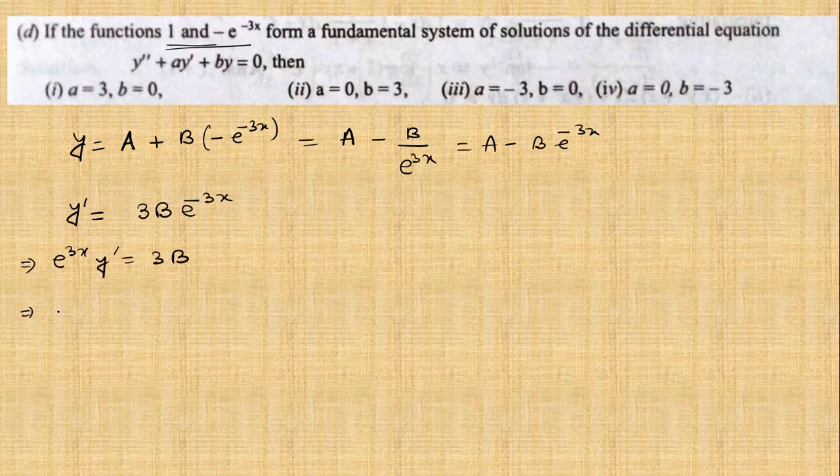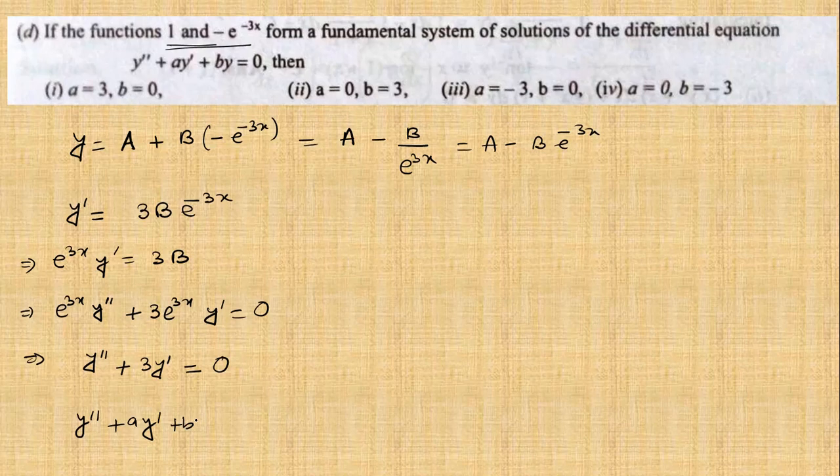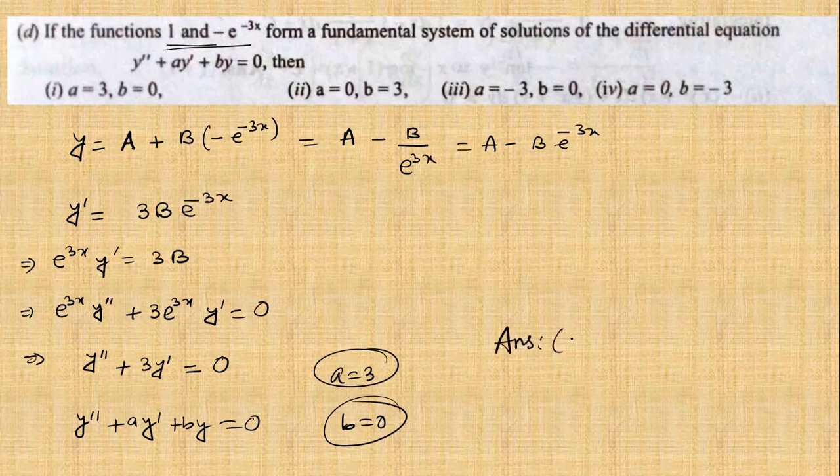If you differentiate, this will be e to the power 3x y double prime plus 3 e to the power 3x y prime equals to 0. So y double prime plus 3y prime equals to 0. If we compare this with the given equation, y double prime plus a y prime plus b y equals to 0, you can see here a equals to 3 and b equals to 0. A equals to 3, b equals to 0. The option number A is the correct answer. Option number 1 is the correct answer. Go to the next one.